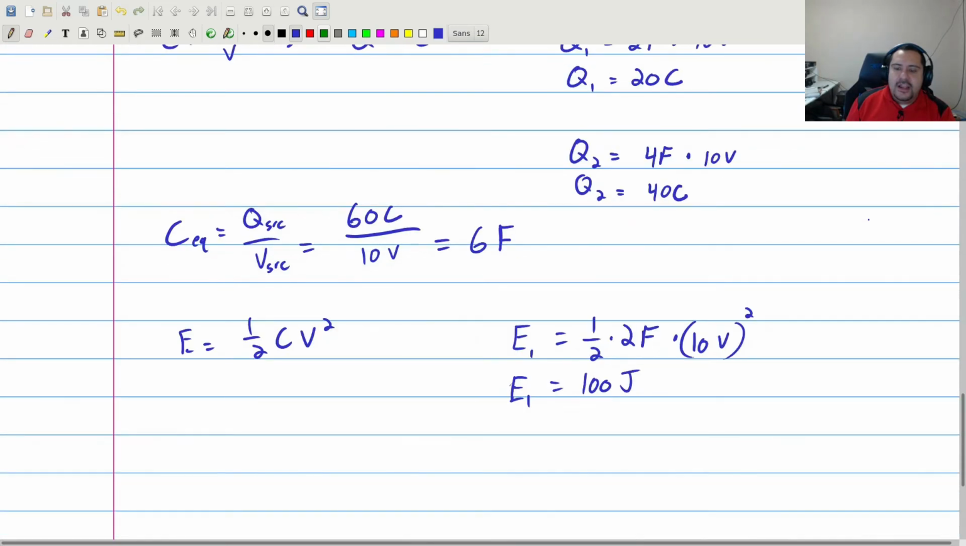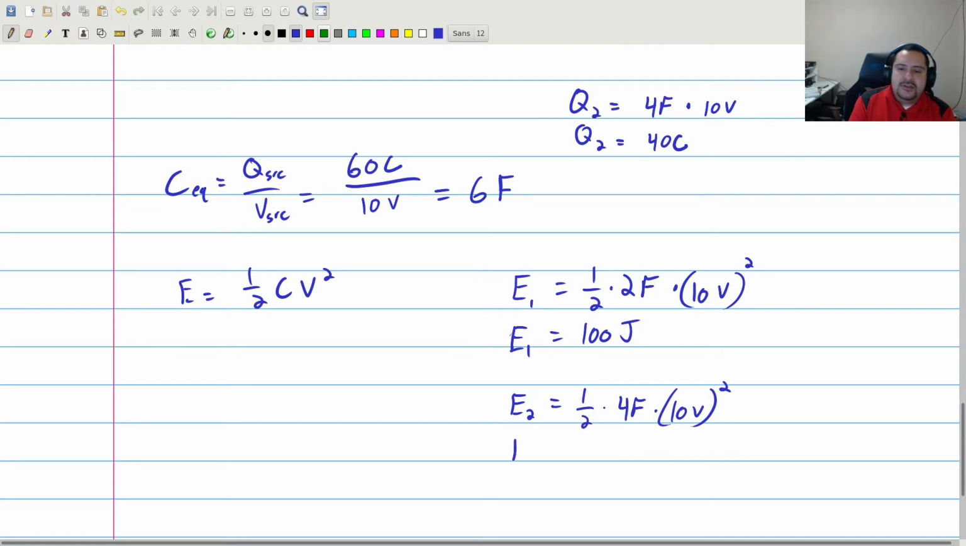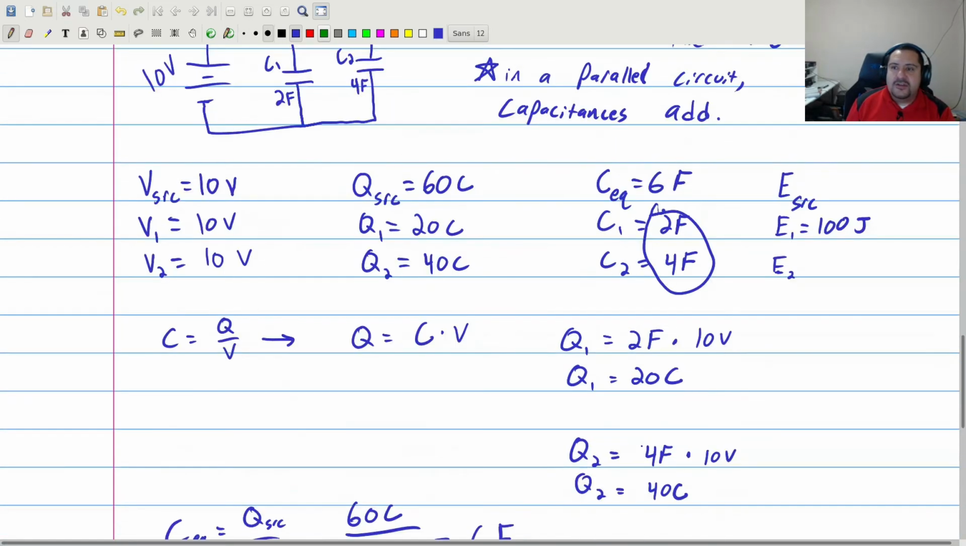For the energy in 2, E2 is equal to 1/2 times, this time it was 4 farads, times 10 volts squared. 10 squared is 100. 100 times 4 is 400. And half of 400 is 200. So E2 equals 200 joules. So I go back up here to my table and fill that in. E2 is equal to 200 joules.